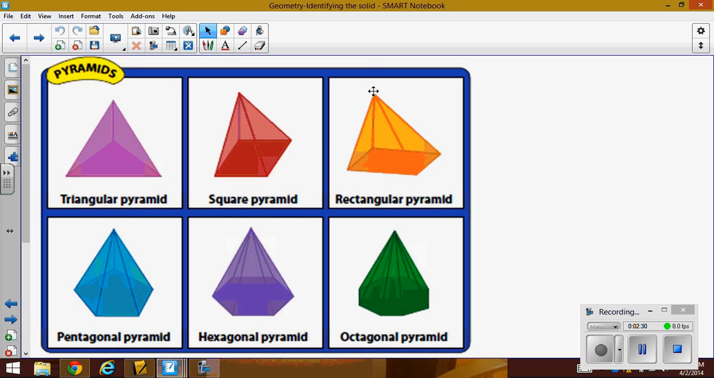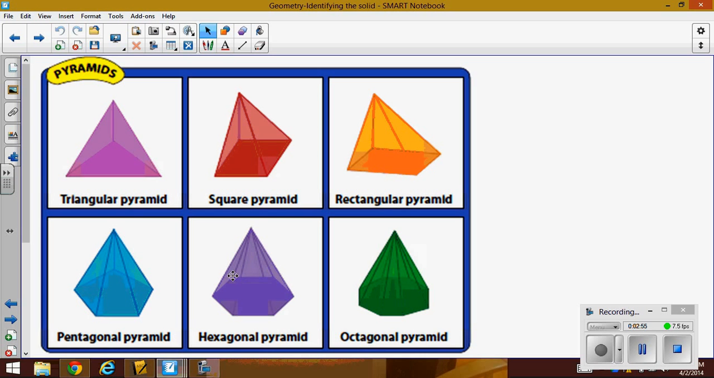The next shape, we have a point at top. The base, there's only one. It's in the shape of a rectangle, so this is a rectangular pyramid. If we take a look at this next shape, one point at top, so all these line segments meet up at this point. The base is in the shape of a pentagon, so this is a pentagonal pyramid.